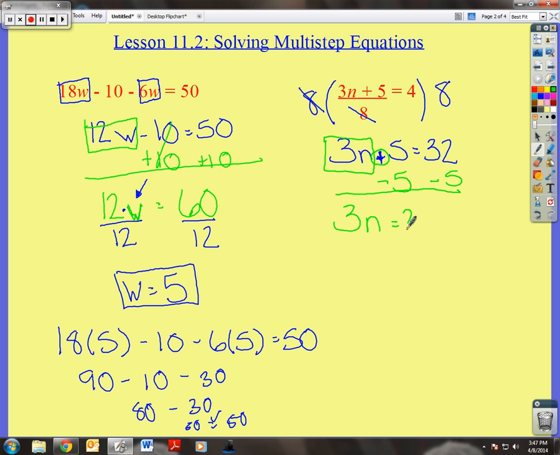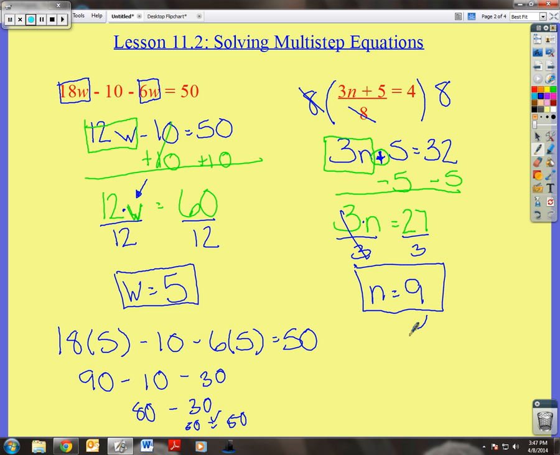That gives me 27. All right, now, Chork tells me, hey, you have 3 times something. To get that 27, I need to divide both sides by 3. Divide both sides by 3, I'm going to get n is equal to 9, as Kylie beat me to the punch about 5 minutes ago.